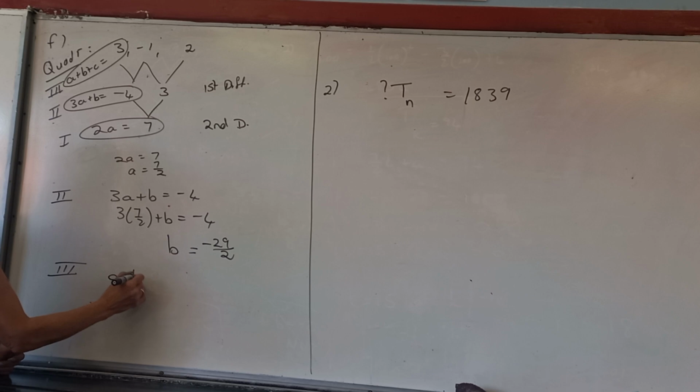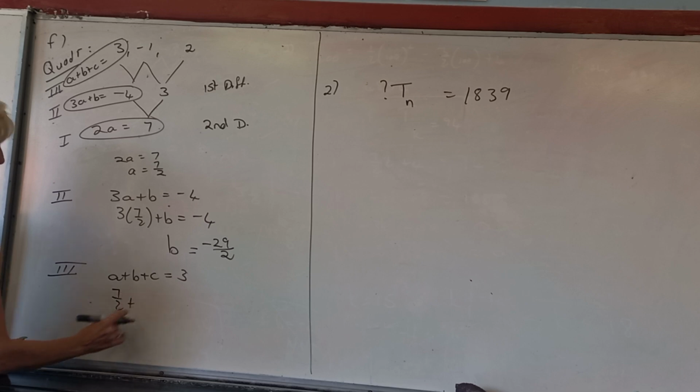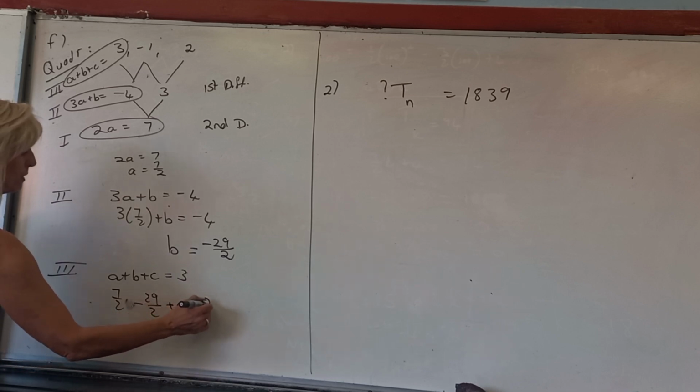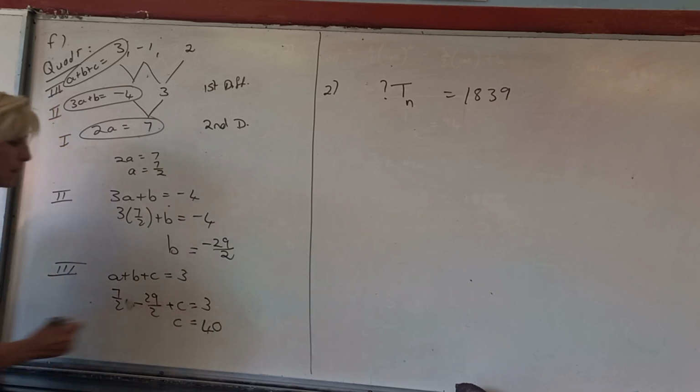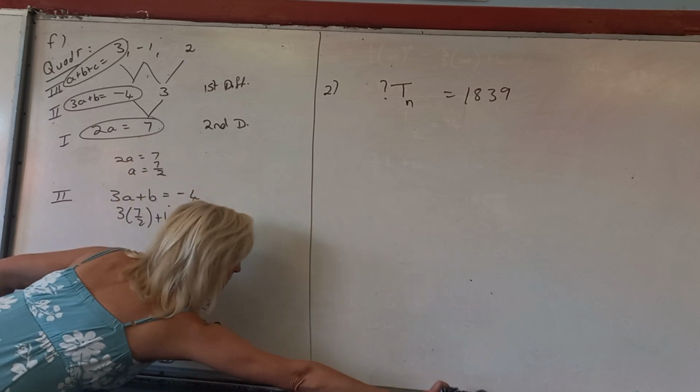And then a plus b plus c is equal to 3. So a was 7/2. B was -29/2. C is what I'm looking for, and my C worked out to be 14. Okay, fantastic. 14. Thank you.